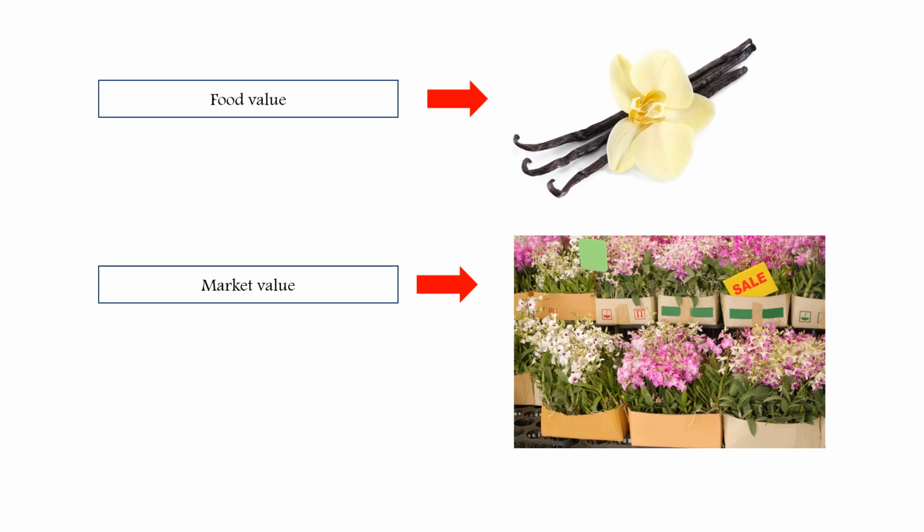But personally they sell the hybrid ones, like hybrids of Dendrobium, such as Dendrobium Sonia, and Phalaenopsis. So these are some of the orchid species that play a significant role in market value.